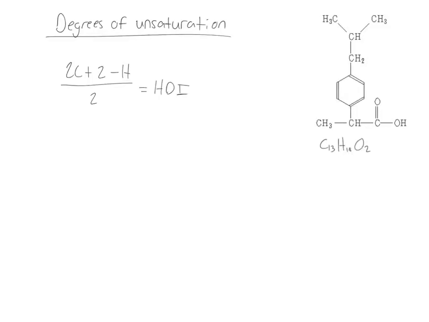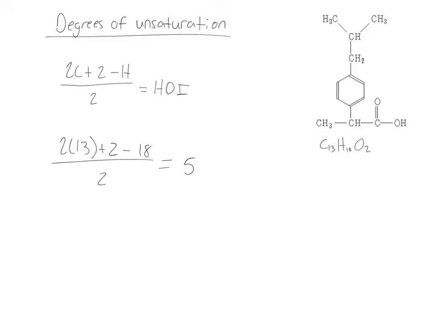So to determine the HDI for ibuprofen, we're going to do the following work. We have 13 carbons present in ibuprofen, so 2 times 13 plus 2 minus 18, which is the number of hydrogens present in ibuprofen, and all divided by 2. If you do this math, you end up with an HDI of 5.